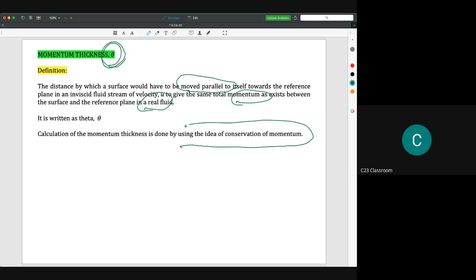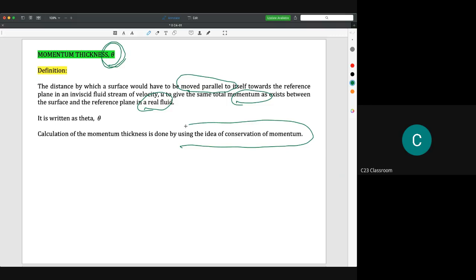Okay, previously we changed our equation to make sure that it fulfills the continuity, the conservation of mass, and now we must make sure that our equation fulfills the idea of conservation of momentum.